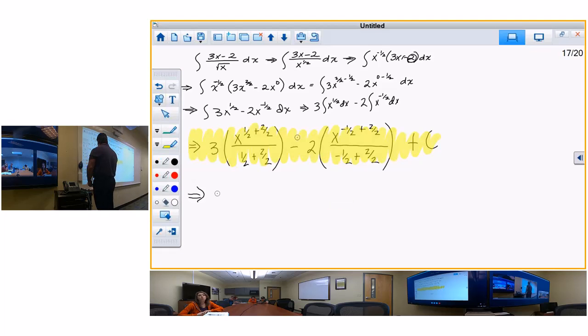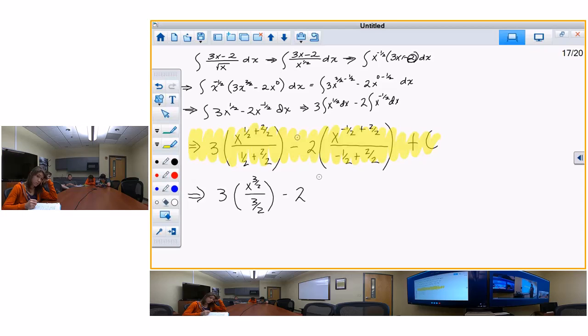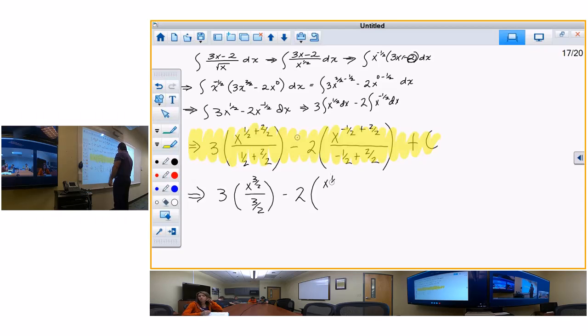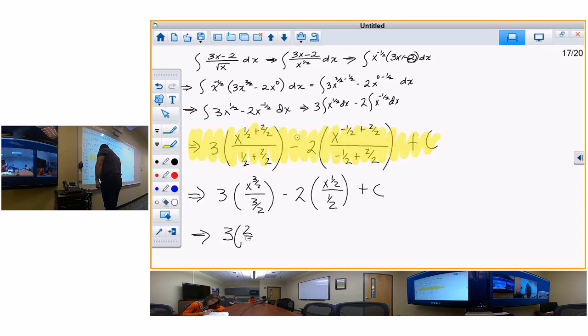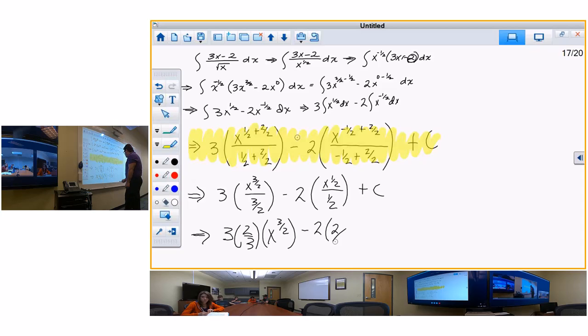Okay, so 3, that's going to give us x to the 3/2 over 3/2 minus 2 x to the 1/2 over 1/2 plus c. And that's going to give us 3 times 2/3 times x to the 3/2 minus 2 times 2 over 1 multiplied by x to the 1/2 plus c.